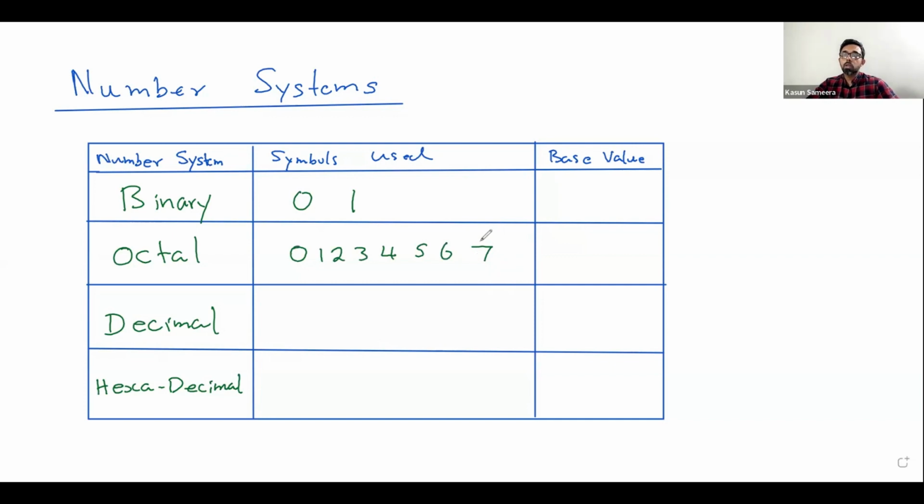What is the total number of symbols? The total number of symbols is 8. That is what base value means.